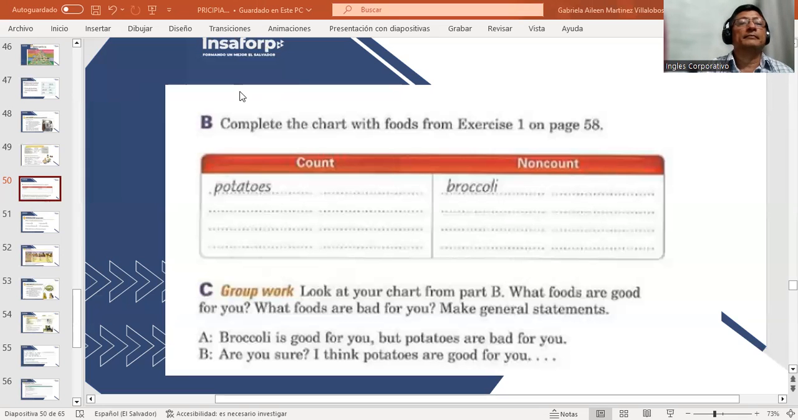Okay. Stop. Oh, one more. Non-count, Jacqueline. Oh, coconut. Count: potato, carrot, chicken. Uncount: fish, meat, and milk. Okay, good. Thank you.